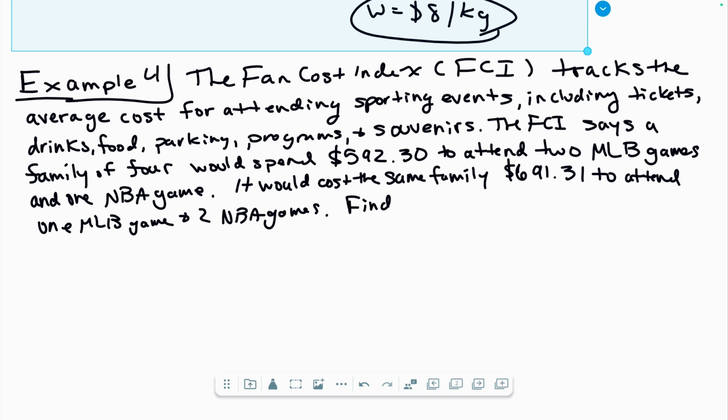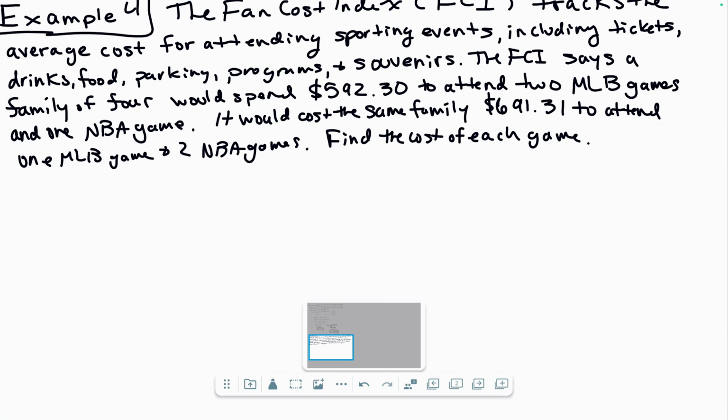Sophomores to Mr. DeBose's classroom. Find the cost of each game. I know it's wordy.